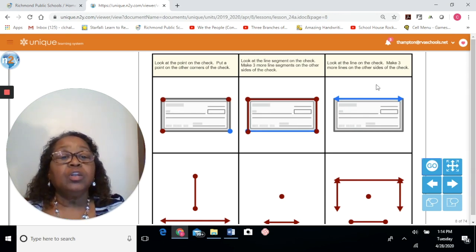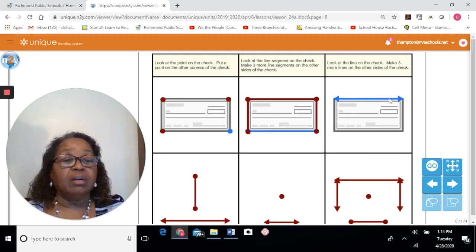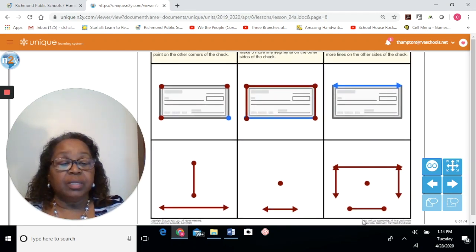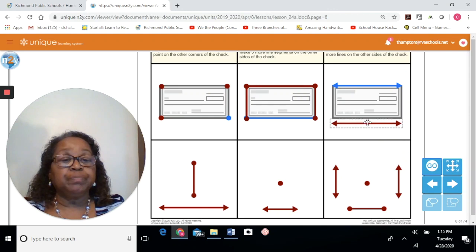This one says, look at the line on the check and make three more lines on the other sides. So this is a line. It has two arrows on the end, and that means that those lines go on forever. Now, it cannot be a line segment that we use. This is a line segment. This is a point. We cannot use those. We must use lines. So let's make a line opposite this line.